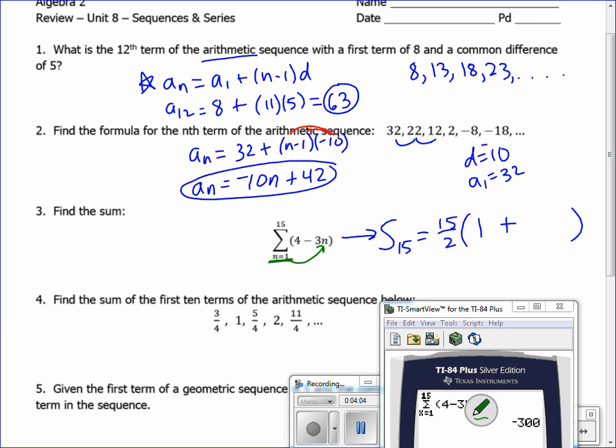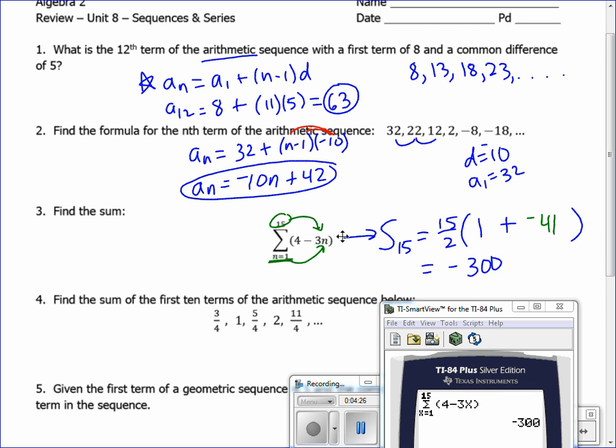Well, the last term is when I plug the last number into my formula. So 4 minus 3 times 15. So it'd be 4 minus 45. Right? 4 minus 45. Yep, negative 41. So there we go, and that would eventually, put that in your calculator, you get the same thing, negative 300.